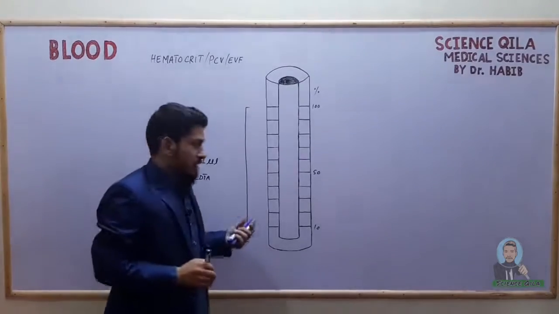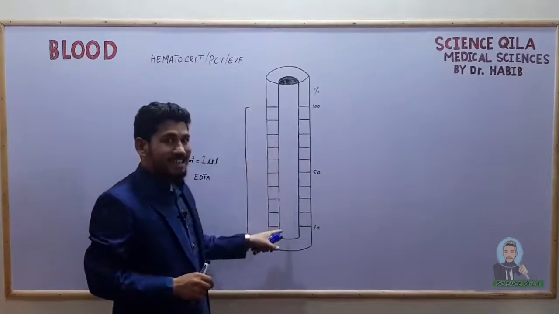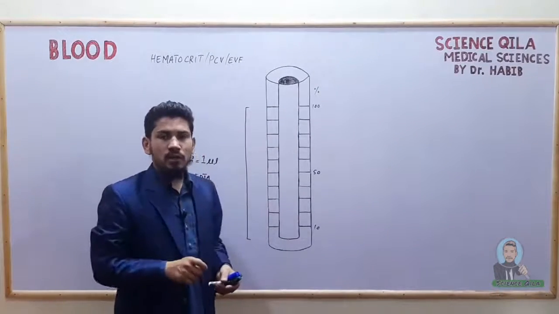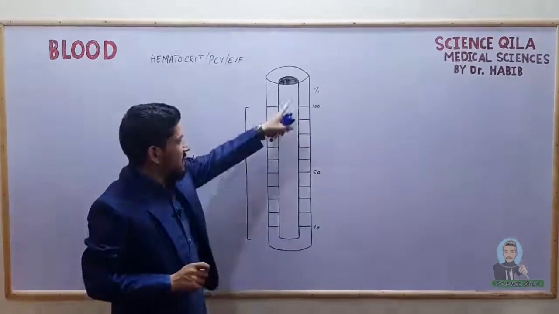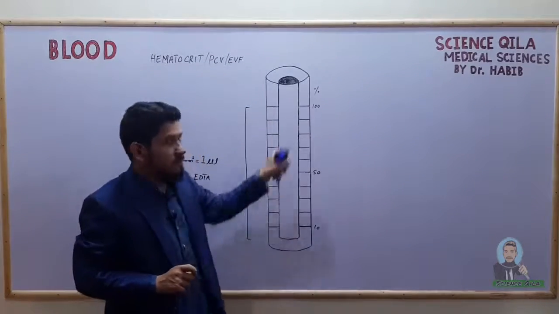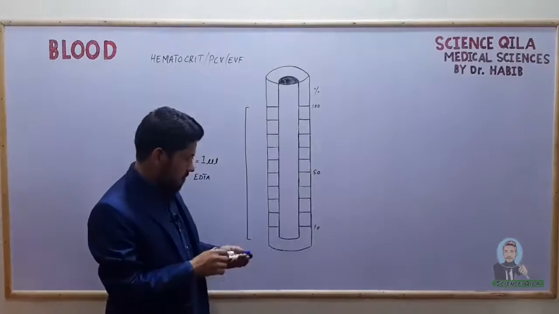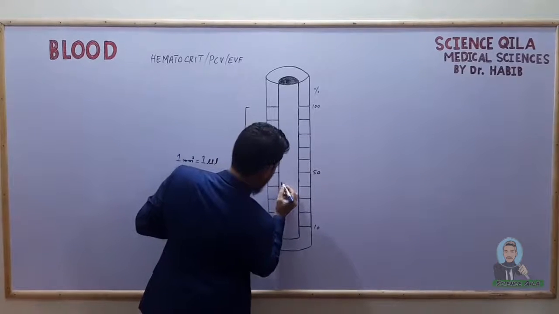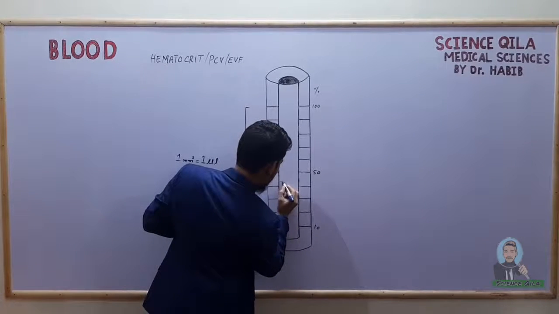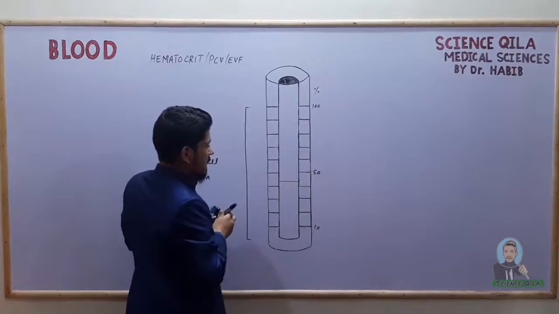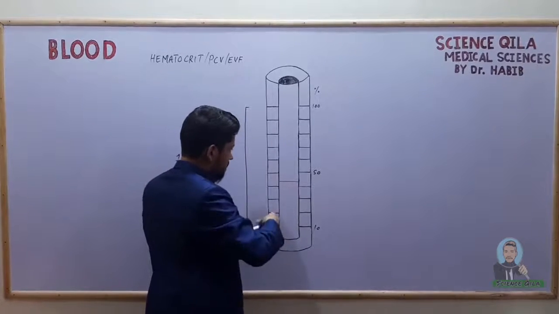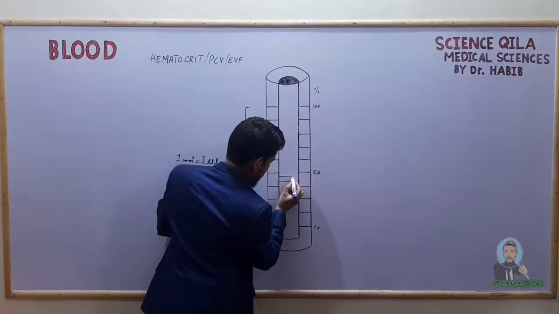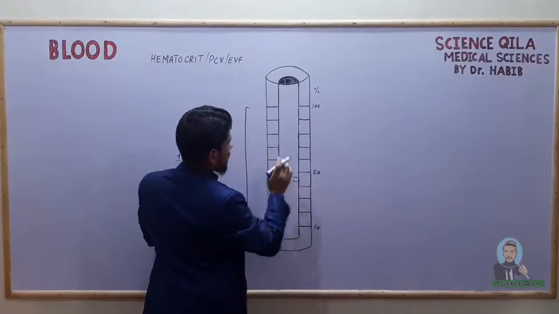So after loading the blood with EDTA in the test tube, we will centrifuge the test tube at a higher speed. After the spinning of the test tube, the blood collected in the test tube will be separated out into 3 distinct layers. One layer here at the bottom, and a second layer here in the middle, and one last layer here at the top.